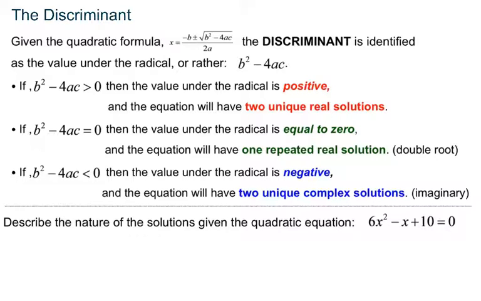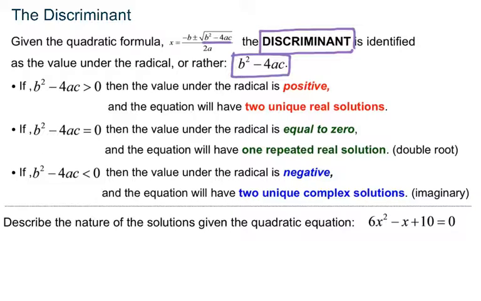Welcome. In this video, we're going to discuss the discriminant. When we are given the quadratic formula, which is x equals negative b plus or minus the square root of b squared minus 4ac, all divided by 2a, the discriminant is identified as that value under the radical, just the b squared minus 4ac. So b squared minus 4ac represents what we call the discriminant. It's this piece right here under the radical.